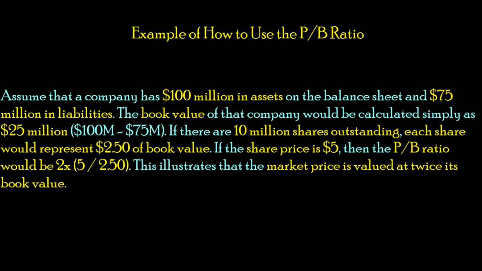Assume that a company has $100 million in assets on the balance sheet and $75 million in liabilities. The book value of that company would be calculated simply as $25 million, the $100 million minus $75 million. If there are 10 million shares outstanding, each share would represent $2.50 of book value. If the share price is $5, then the P/B ratio will be 2x. This illustrates that the market price is valued at twice its book value.